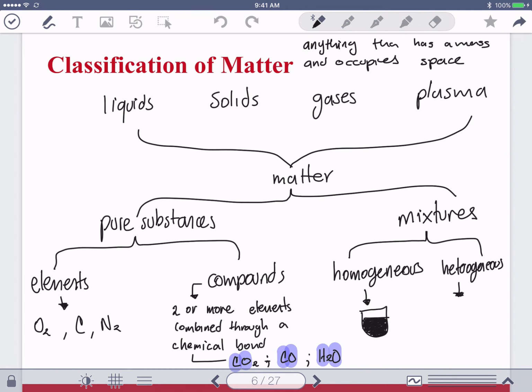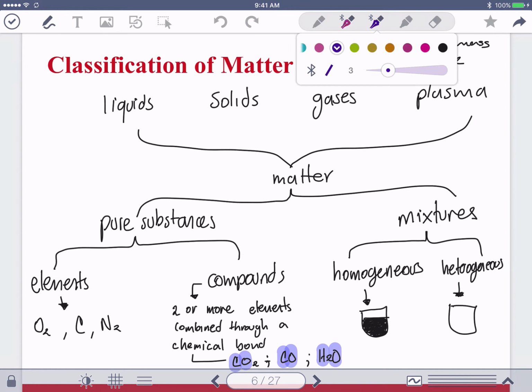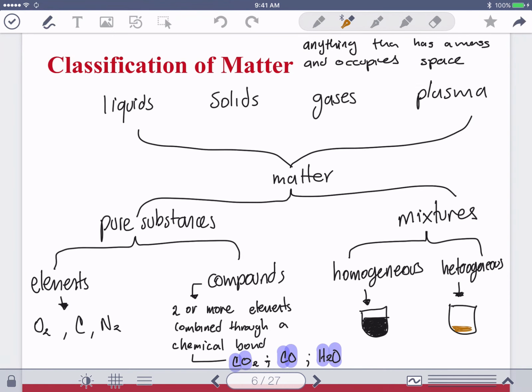And in heterogeneous mixtures, I actually have a mixture where I can see parts. So let's say that I have a little bit of one substance, and then I have another one combined, and no matter what you do, it pretty much just stays that way. You can shake it and it can kind of mix for a little bit, but it doesn't remain that way, so you can see layers. Okay, and that's what a heterogeneous mixture will look like.